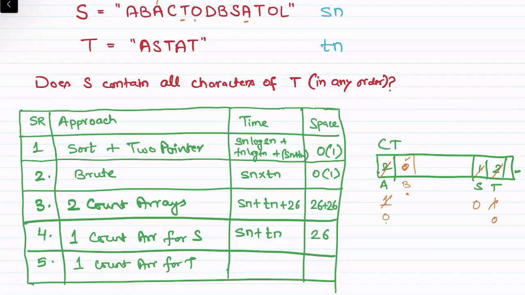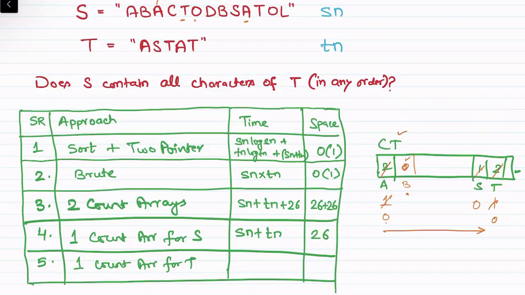Now, if you notice, the check would be, in the end, that we should have all the characters in the CT array becoming 0, because only then we can say that a corresponding match was found. As long as this entire array is 0, we are done with our check.